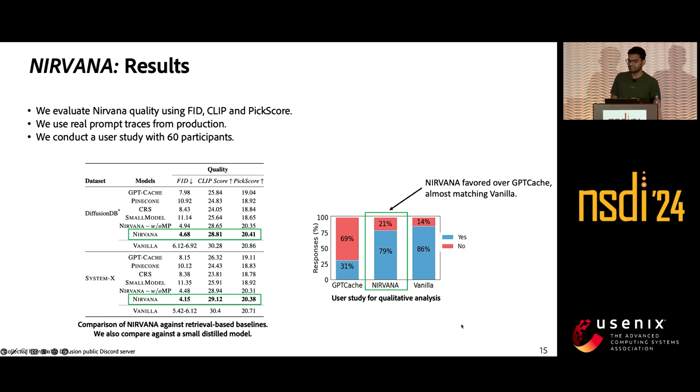To further validate the generation quality, we also conducted a user survey where we provided users with prompts and the image generated using either of the three techniques: GPT cache, which is a state-of-the-art retrieval technique, our system NIRVANA, as well as the vanilla diffusion model. We asked users a yes-no question for if they think the image properly represents the prompt. As a result of this user study, we found that the acceptance rate of NIRVANA is around 79%, which is very much comparable to the vanilla diffusion approach, and it significantly surpasses the GPT cache approach, which has just a 31% acceptance rate.